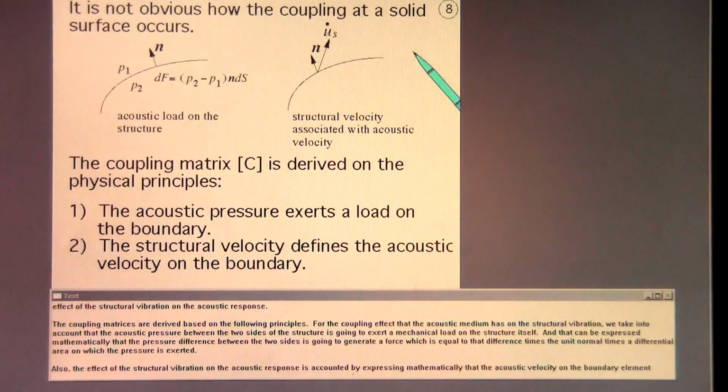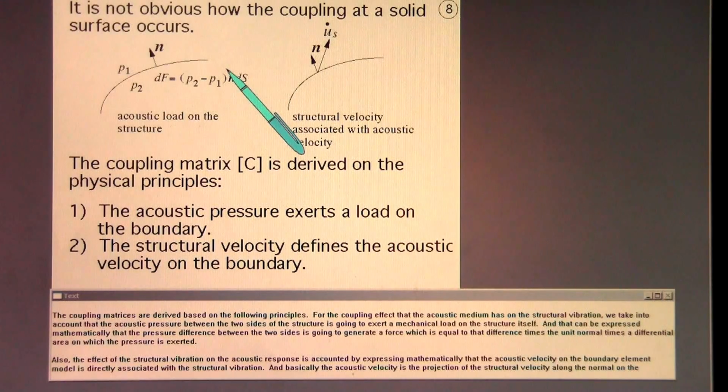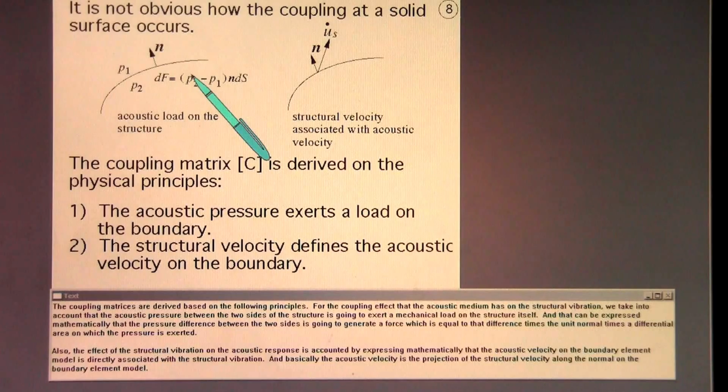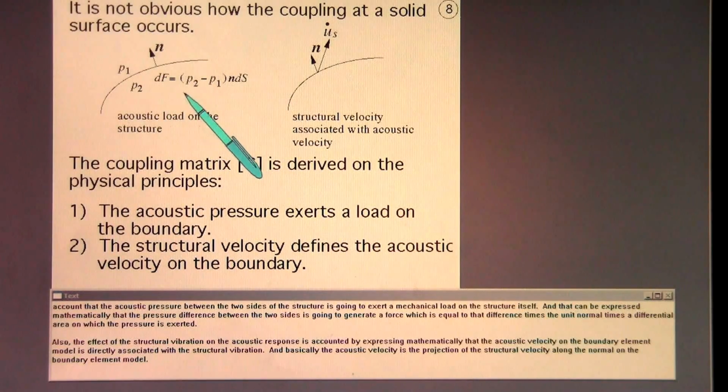The coupling matrices are derived based on the following principles. For the coupling effect that the acoustic medium has on the structural vibration, we take into account that the acoustic pressure between the two sides of the structure is going to exert a mechanical load on the structure itself. And that can be expressed mathematically: the pressure difference between the two sides is going to generate a force which is equal to that difference times the unit normal times a differential area on which the pressure is exerted.